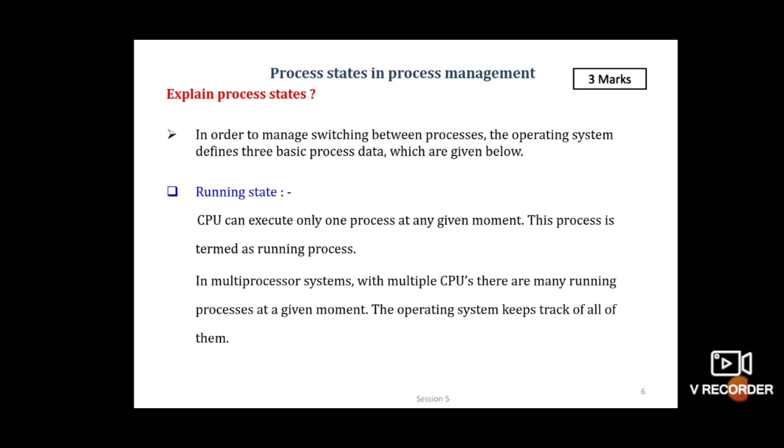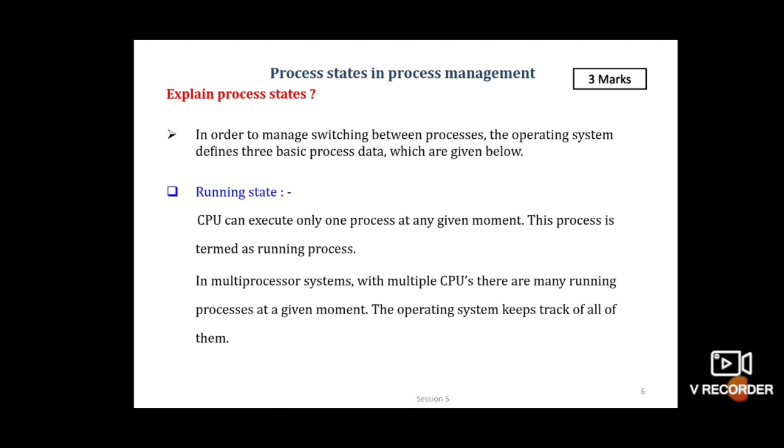Okay, students? This is multiprocessor, not multiprogramming. Multiprogramming means more than one program can run simultaneously. Multiprocessor means more than one CPU; they are called processors. If multiple CPUs are available, then we have multiple processes at a time.